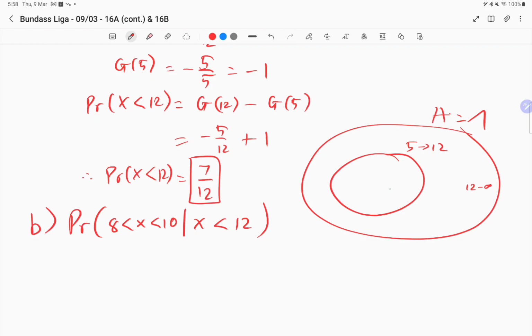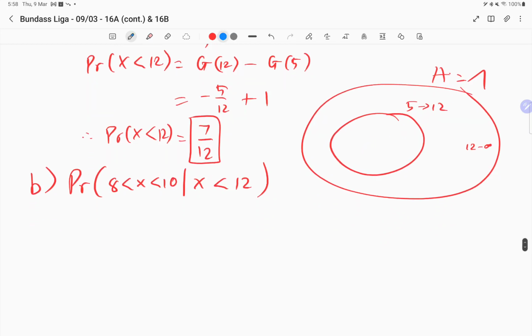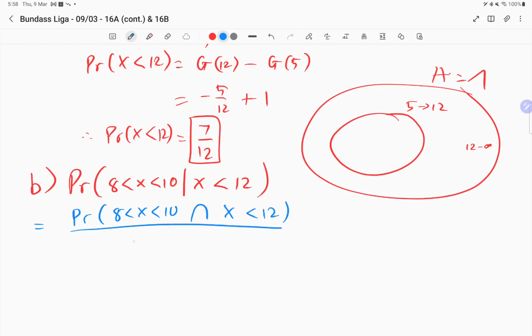So they're asking, what's the probability that it's between 8 and 10? See how this is 5 to 12, right? 8 to 10 is actually within the 5 to 12. Actually, maybe I'll write out the formula first. That will be the probability of 8 less than x less than 10 intersect with x less than 12, over the probability of x less than 12. Okay, any question here?